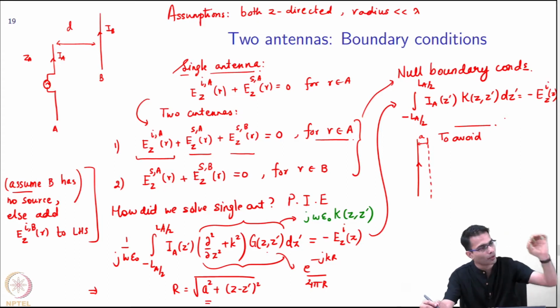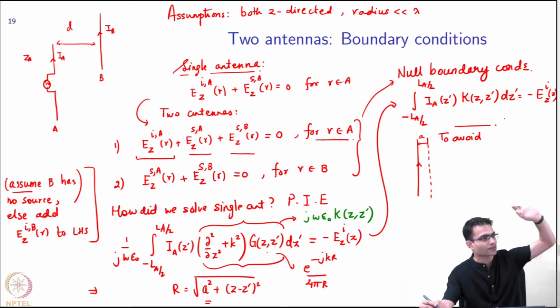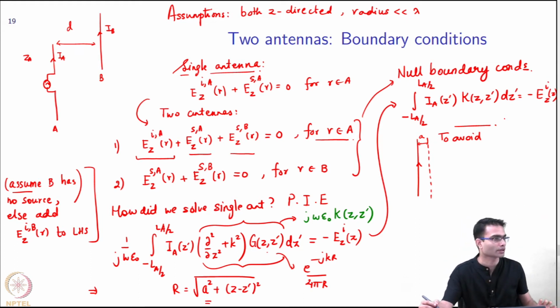I could have chosen the points to be on the surface of the antenna, right, it is possible, and we have dealt with singular integrals. But to make the math simpler, we had done this to avoid the singularity.